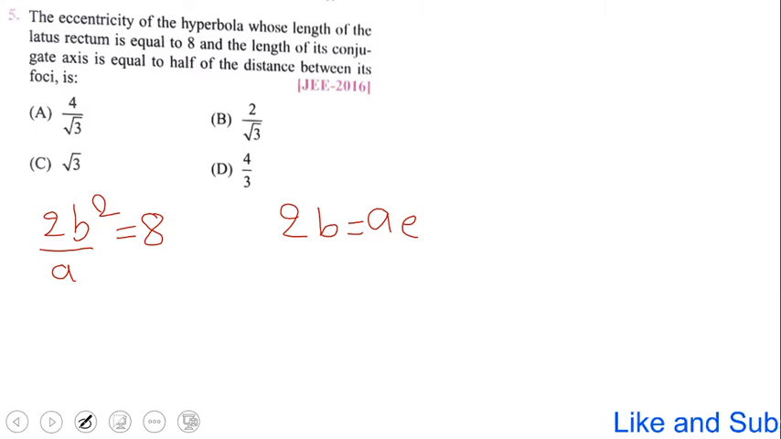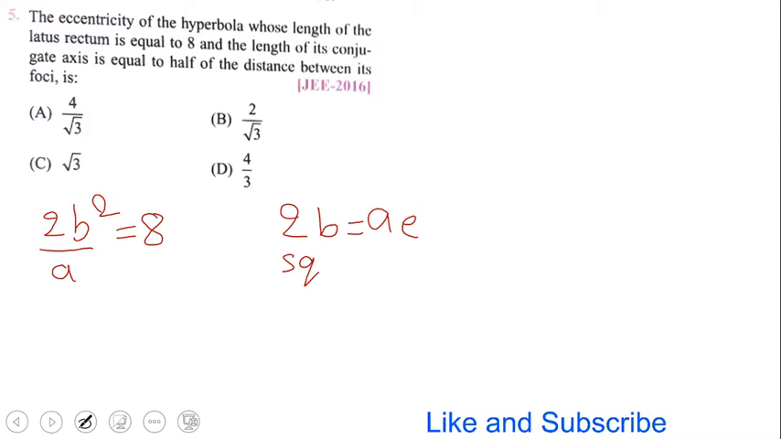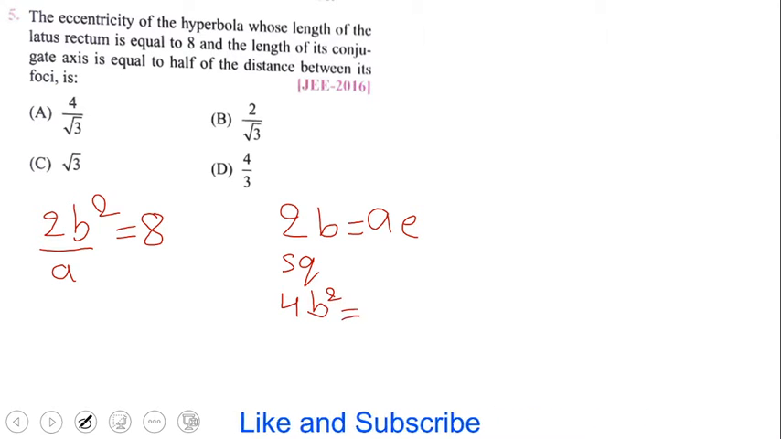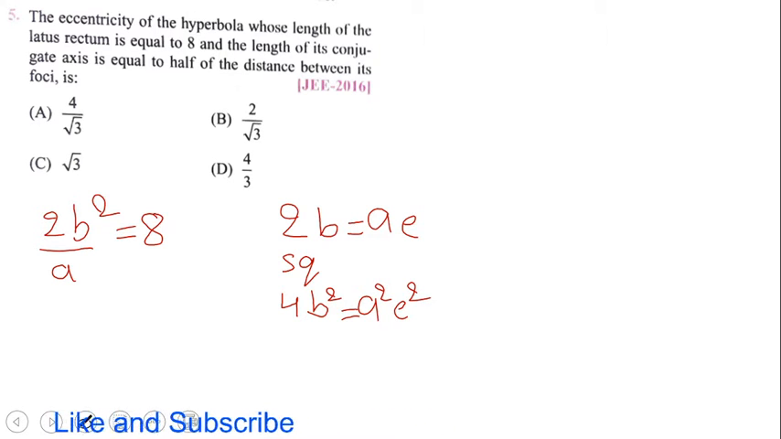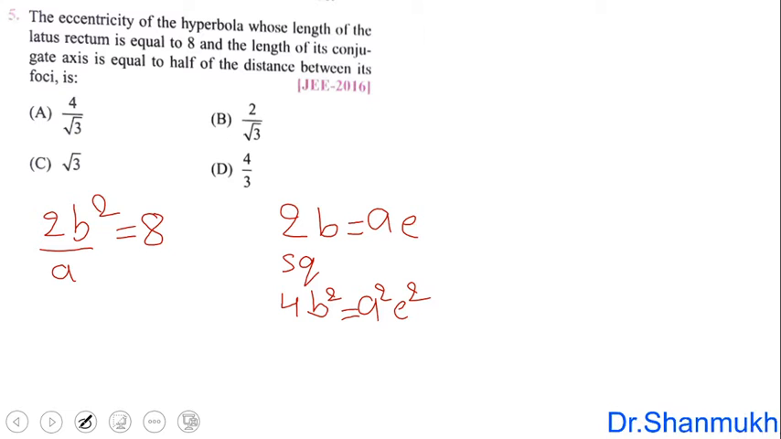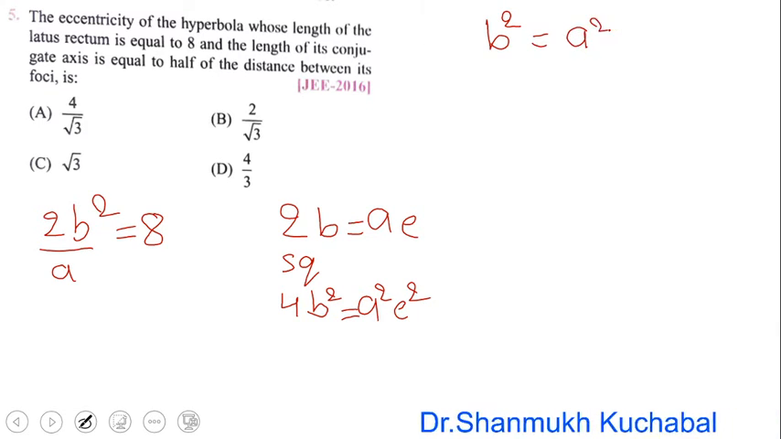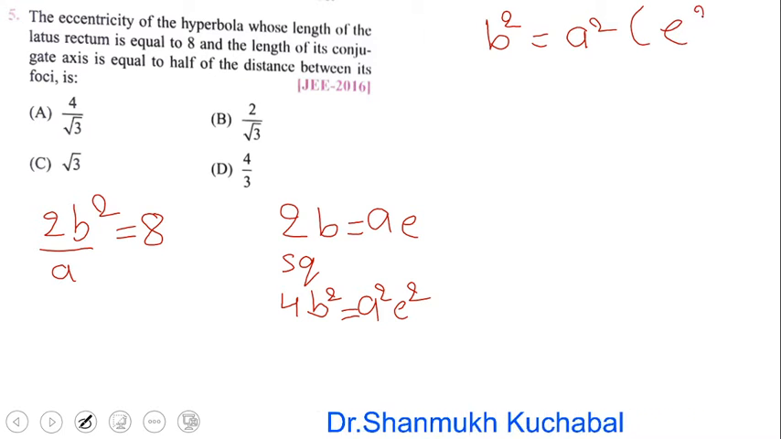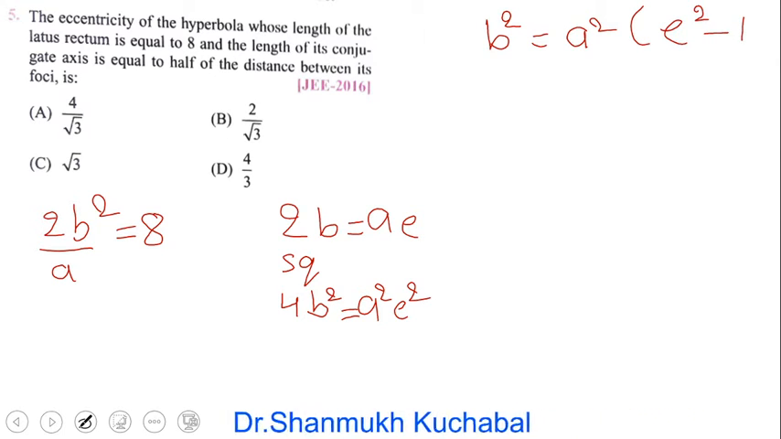In the second equation, we will square both sides. So we get 4b square equal to a square e square. Now I use the relation between a, b and e, given by the formula b square equal to a square into e square minus 1 in the case of a hyperbola.